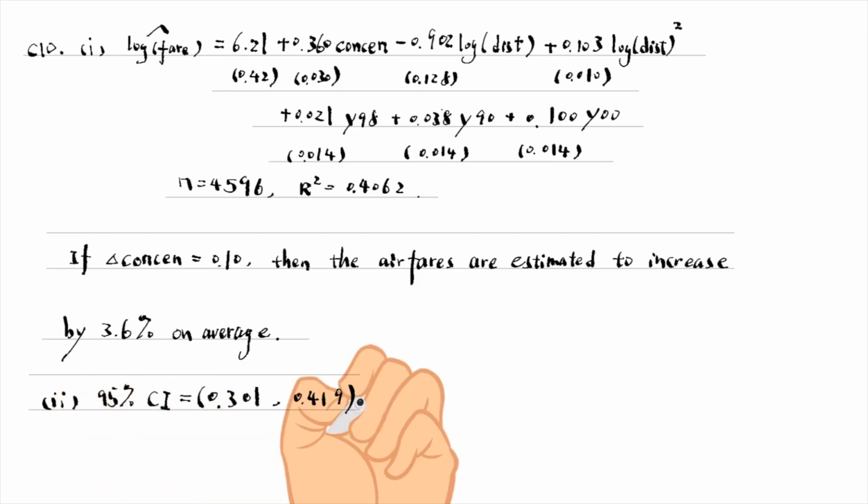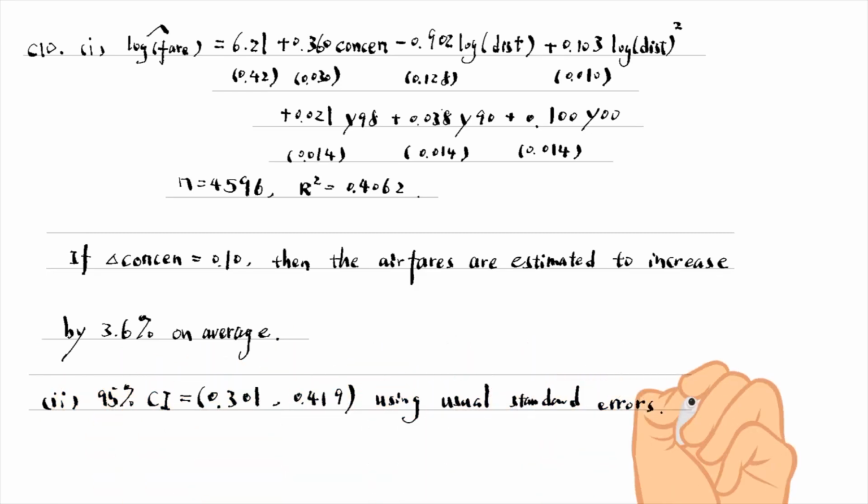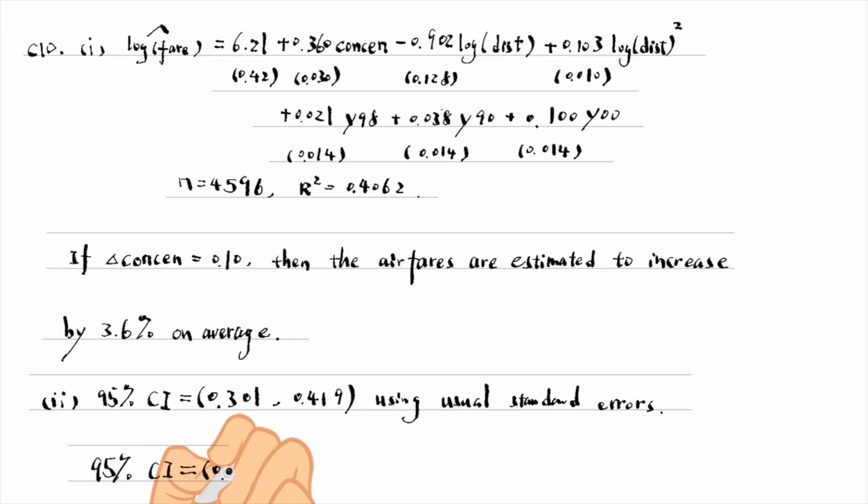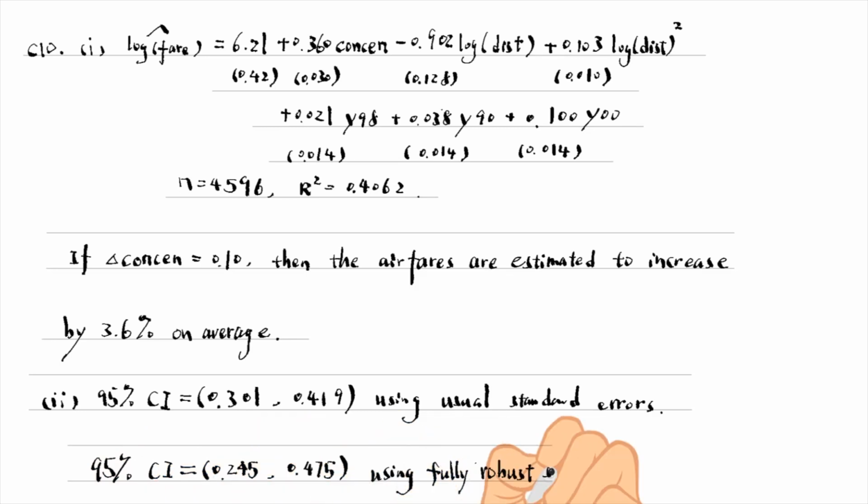The fully robust confidence interval is wider than the usual confidence interval because the robust standard error is larger than the usual standard error. The usual standard error is not reliable due to possible serial correlation within each airline. In the presence of the airline route fixed effects, the composite error term must have a serial correlation.